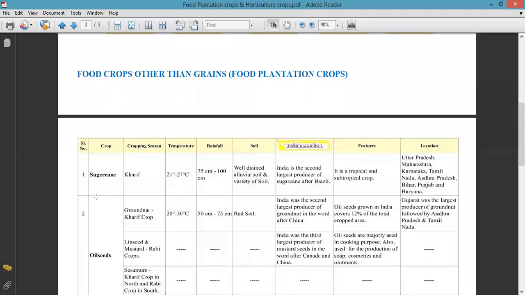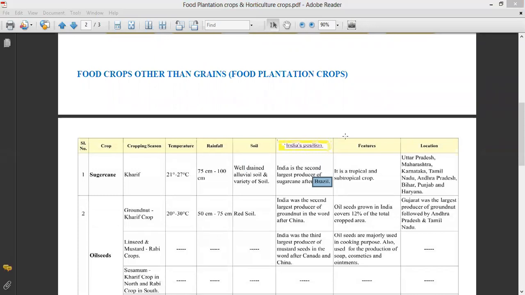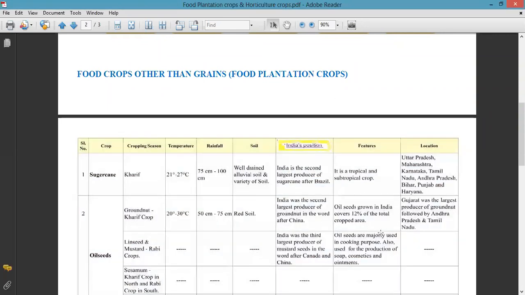India's position regarding the growth of sugarcane. India is the second largest producer of sugarcane, next to Brazil. Where is Brazil in our world? Let us spend some time. In which continent is Brazil? So South America. Yes, South America. Okay, thank you. So next to Brazil, India is the second largest. Even Cuba is also producing some sugar, but not directly sugarcane.